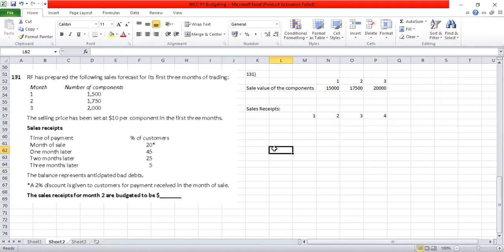Okay. After that, the receipts part of it has to be taken care of. Sales receipts in the month, the same month. Of course, they are asking only for month two. Let's do it for all the months.